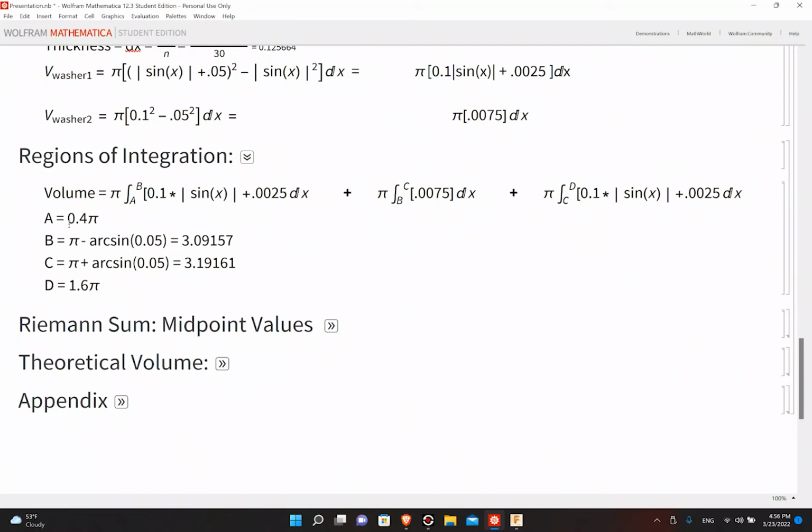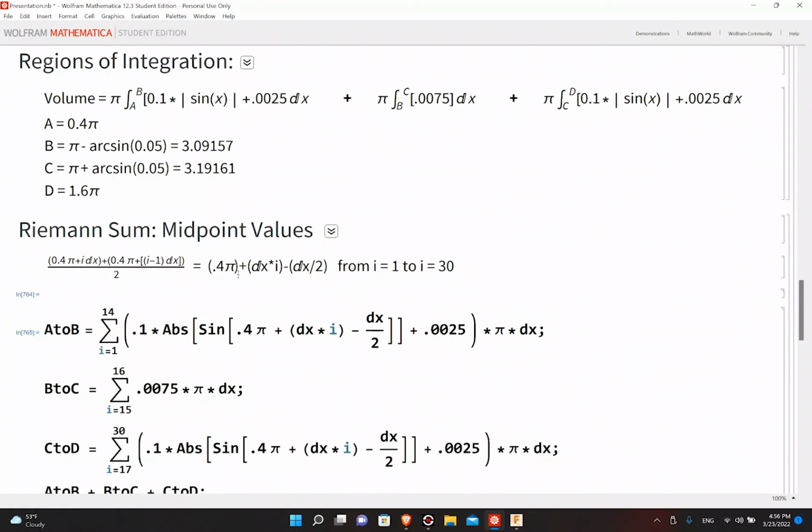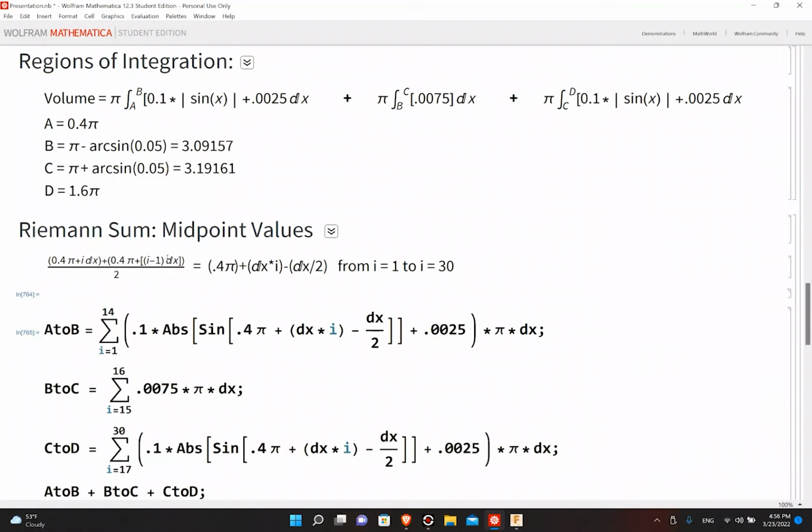So now I have all the points I need to do my Riemann sums. And now I need to calculate the midpoint values. So because I'm taking from i equals 1 to i equals 30, I'm going to start at 0.4 pi plus i delta x, which is then added to 0.4 pi plus i minus 1 times delta x. So that gives you the first x value. That gives you the x value before it.